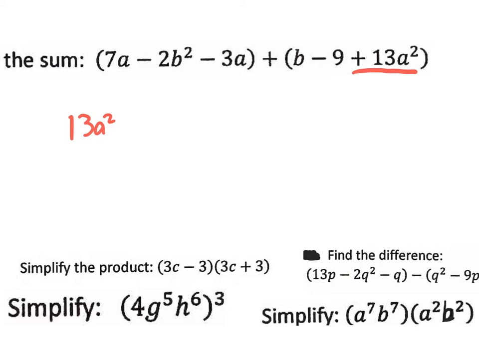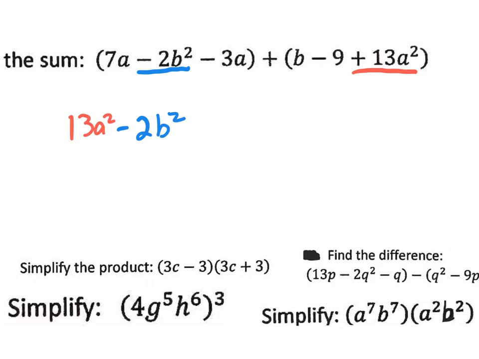Then we go for the next highest exponent term, which is still squared, but we have b's. So we already did the a's. Let's go with the b's. We have a negative 2b squared right here, and we could combine that with any other b squared. You cannot combine it with this b. It has to be a b squared. As you can see, there's no other b squareds in the whole thing. So this is the only one. You can't combine it with anything, so we're just going to bring it down. That is a negative 2b squared. So far our answer is 13a squared minus 2b squared.